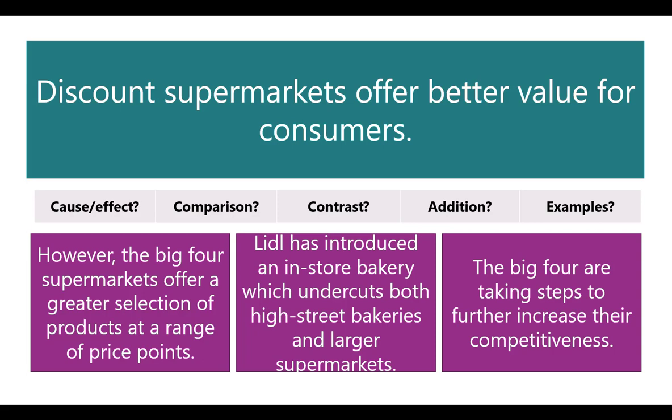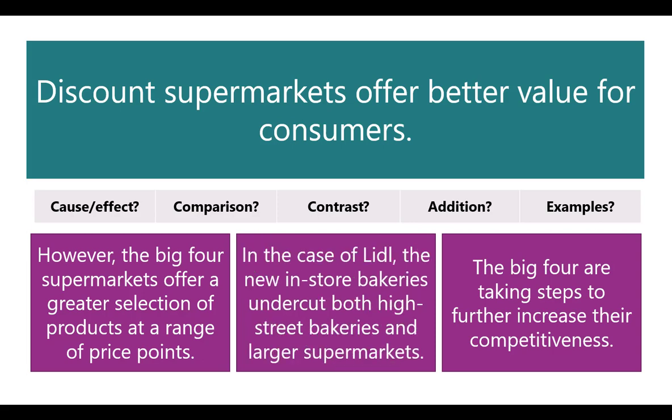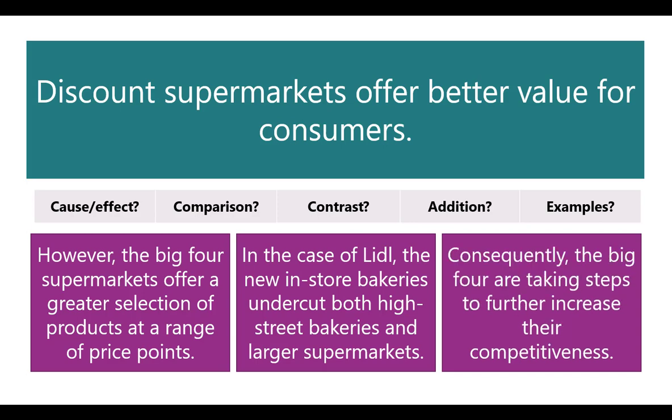So the next one. This is talking about one type of discount supermarket, Lidl, and saying that it's introduced this in-store bakery. Therefore, this is an example of the previous point. To show that, we can put a little phrase in there, in the case of Lidl, and that immediately makes it clear that you're giving an example. The final one is a reaction to the first point. Because discount supermarkets offer better value, the big 4 are having to change. So therefore, this is a cause and effect. And a word like consequently immediately shows that.